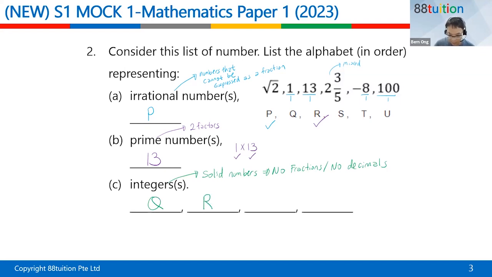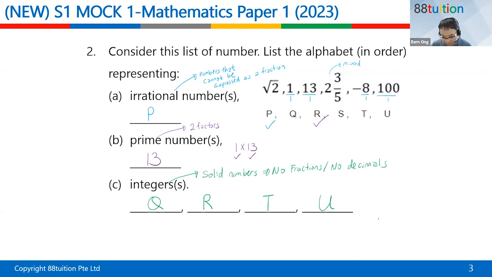S cannot be a mixed number. S minus 8 is T, and 100 is U. Alright, so solid numbers, no fractions, no decimals. So it must be a whole number like that. Right, but I don't dare to use the word whole number.